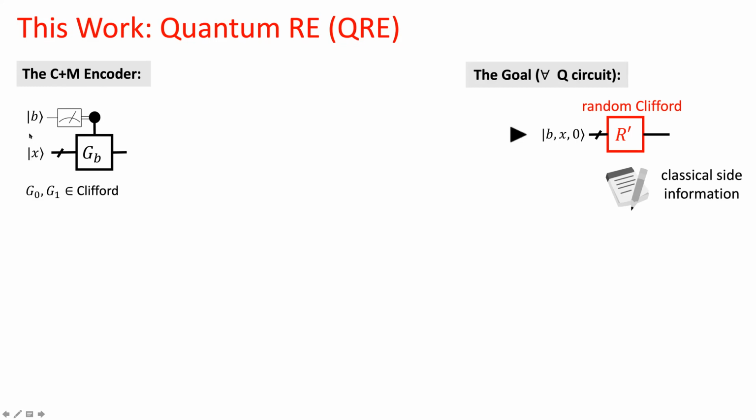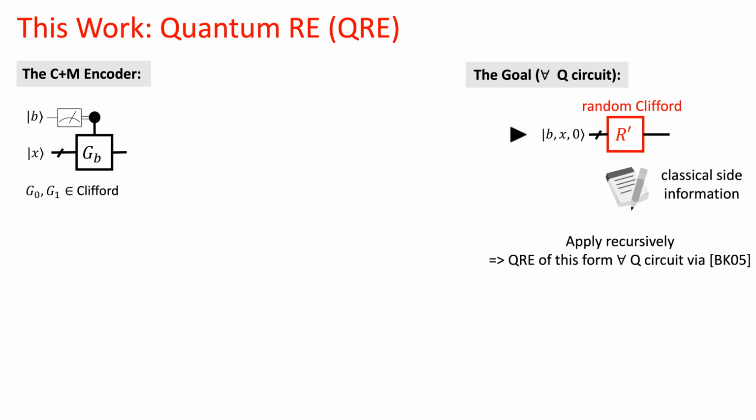The input is going to consist of a multi-bit input X and an additional qubit B. And these can be arbitrarily quantumly correlated. The first thing that the circuit does is measure this qubit B. Then, based on the output of this measurement, it applies one of two Cliffords, either Clifford G0 or Clifford G1. So this is more complicated than just Clifford, but it still seems fairly simple. You can think that maybe this is another warm-up.